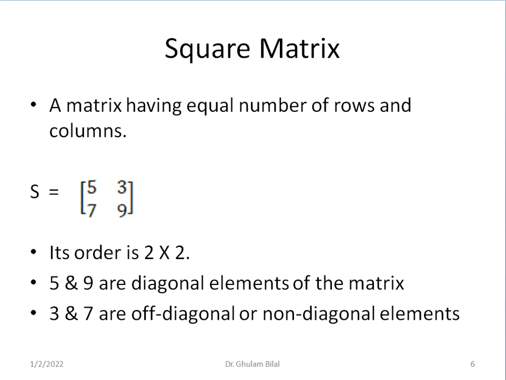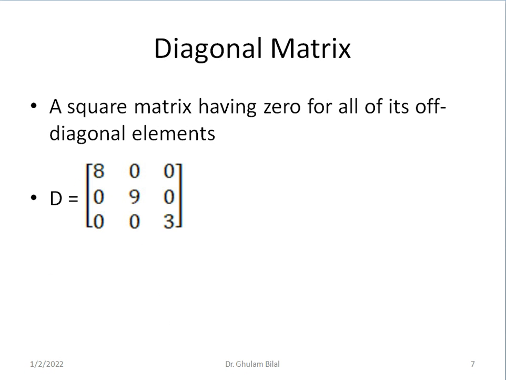And a square matrix is a matrix having equal number of rows and columns. It has 2 rows and 2 columns, S, and its order is 2 into 2. 5 and 9 are diagonal elements of this matrix, and 7 and 3 are off-diagonal elements. So this is a square matrix.